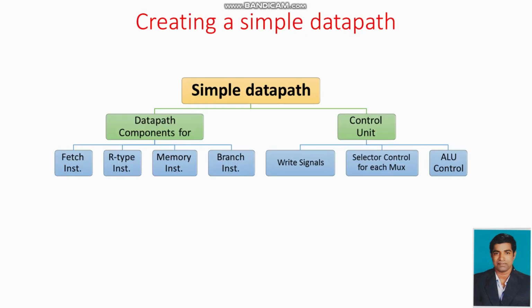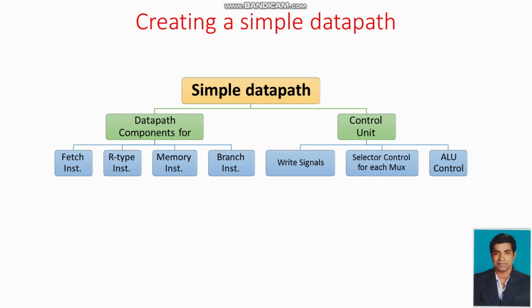Today's topic is data path and control path. Here the data path classification is shown elaborately in this slide. Here we can see the data path and control operations and the control unit's role one by one. Data path components for fetching instruction or R-type instruction, memory oriented instruction and branching instruction.